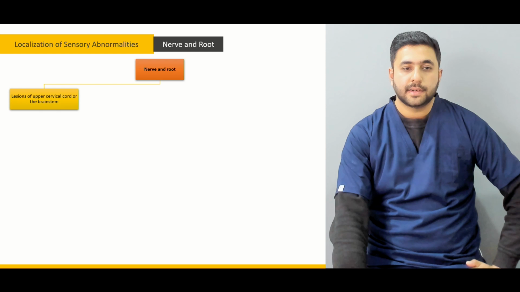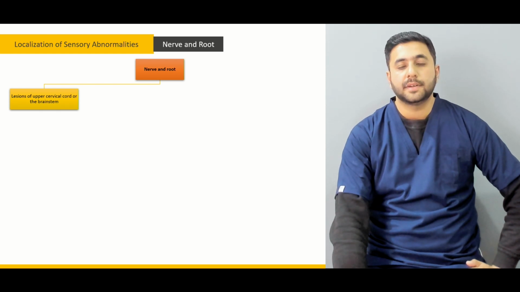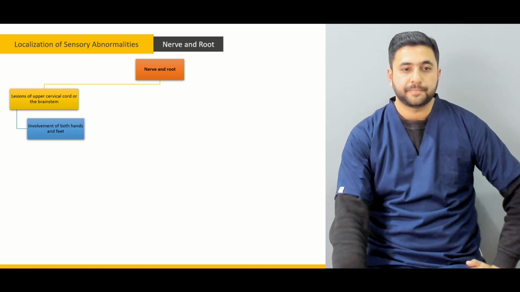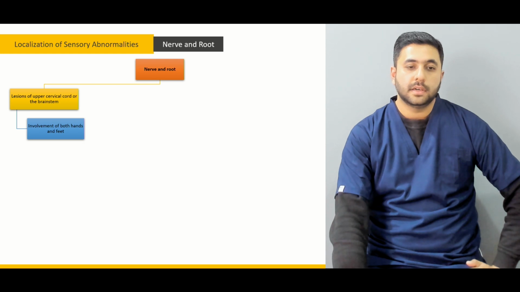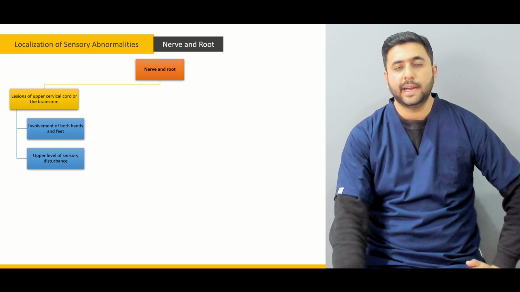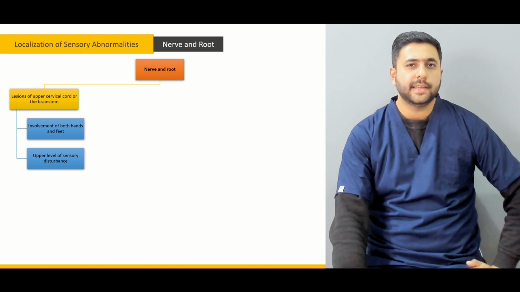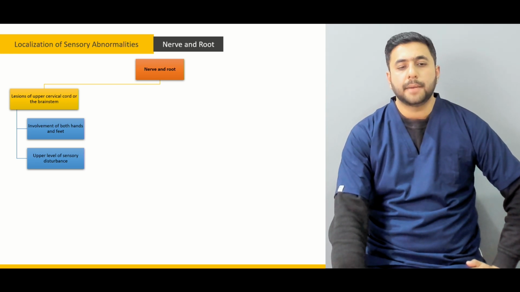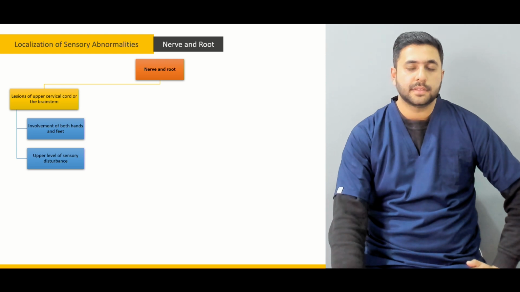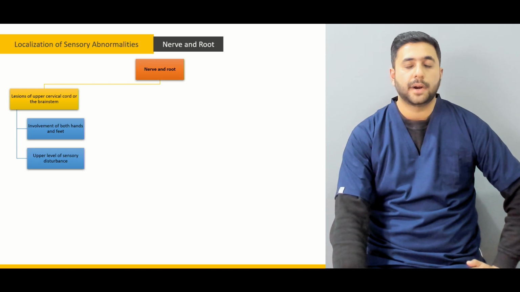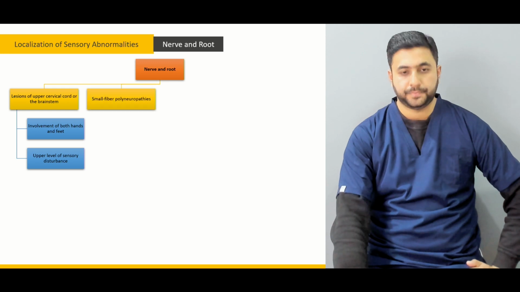Now, let us look at certain other nerve and root abnormalities. If you have a lesion of the upper cervical cord or the brainstem, then that generally involves both hands and feet. This can be a lesion of the spinal canal, for example, someone with syringomyelia, or other types of abnormalities. There is an upper level of the sensory disturbance which helps us in localizing them to the dermatome or the part of the spinal nerve which is involved.